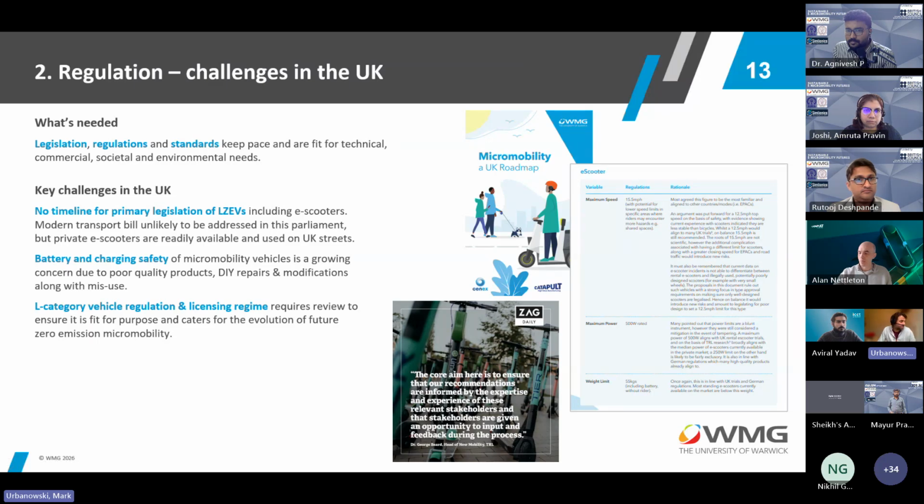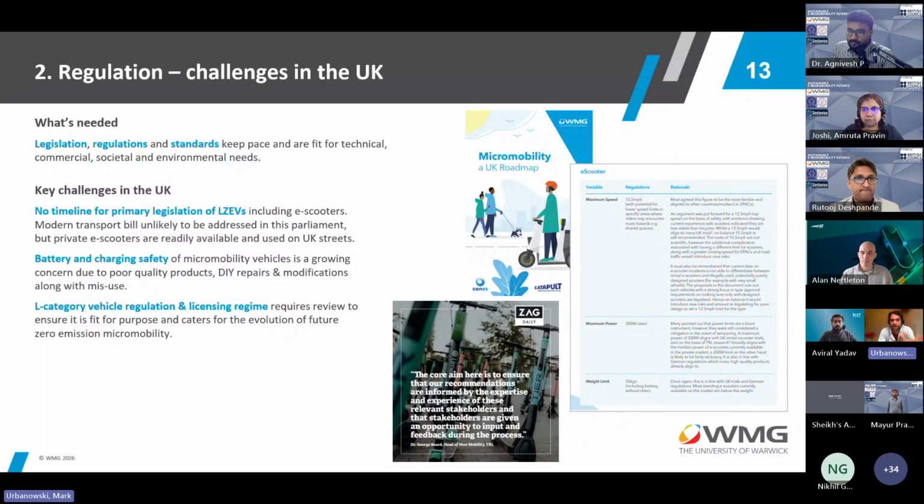There are some challenges around regulation in the UK. Legislation, regulation, and standards need to keep pace and be fit for technical, commercial, societal, and environmental needs. So what we've seen is lots of different vehicles, lots of different technologies come out, and the regulations and the standards have been slow to follow in the UK. So that's created a few different challenges.